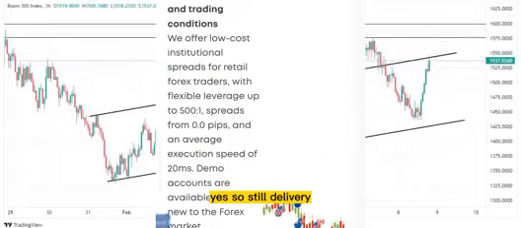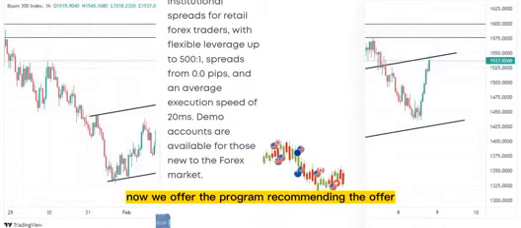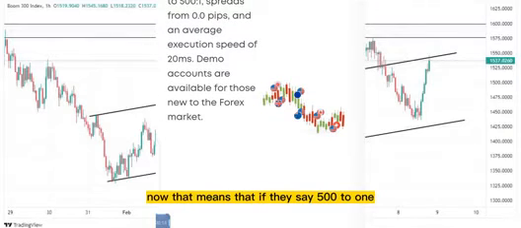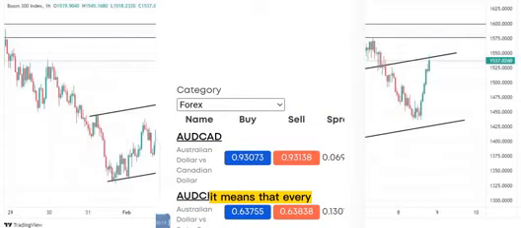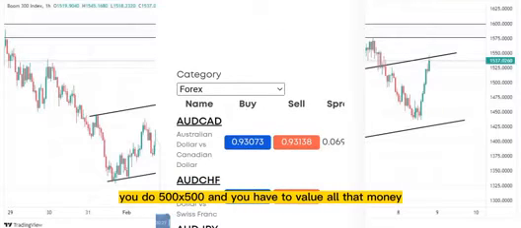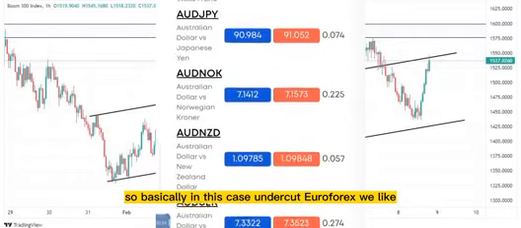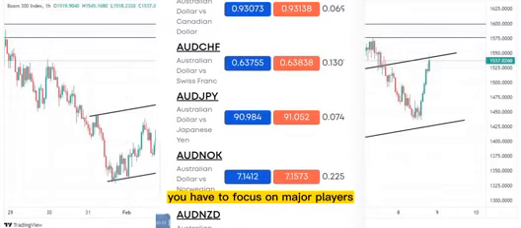Yes, so still on that leverage, the broker I'm recommending offers low cost institutional spread for retail traders, which is 500 to 1. That means every $1 in your account is multiplied by 500. Let's say you have a $500 account, you do 500 times 500, and you have the value of that money. So basically, under the category of forex, you have to focus on major pairs.